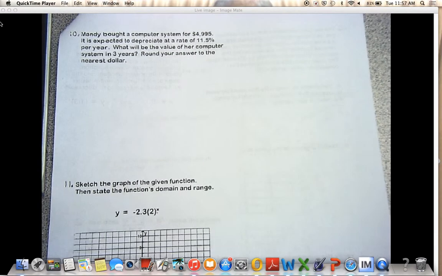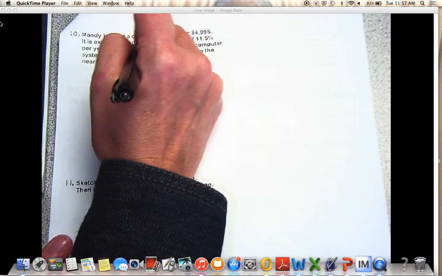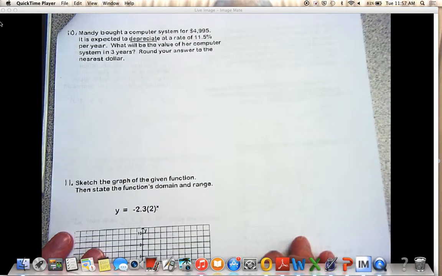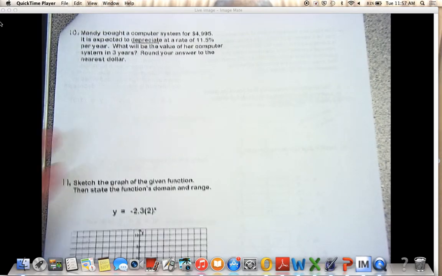All right. Number 10 says Mandy bought a computer system for $4,995. It's expected to depreciate at a rate of 11.5% per year. What will be the value of her computer system in 3 years? Round your answer to the nearest dollar. All right. So there's that word depreciate. So this is one of the decays.